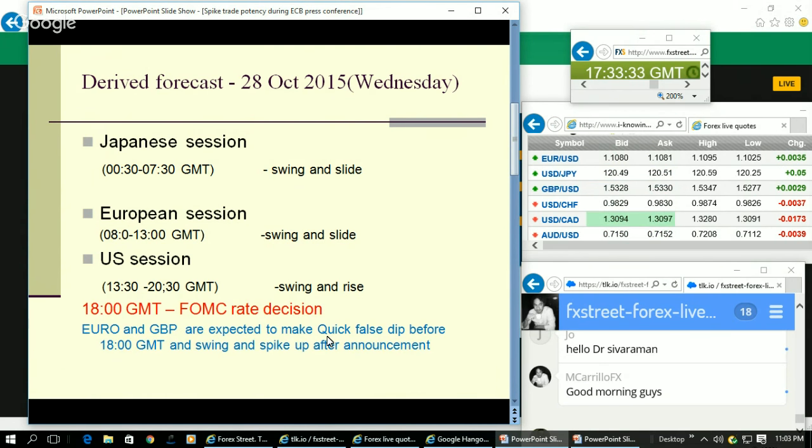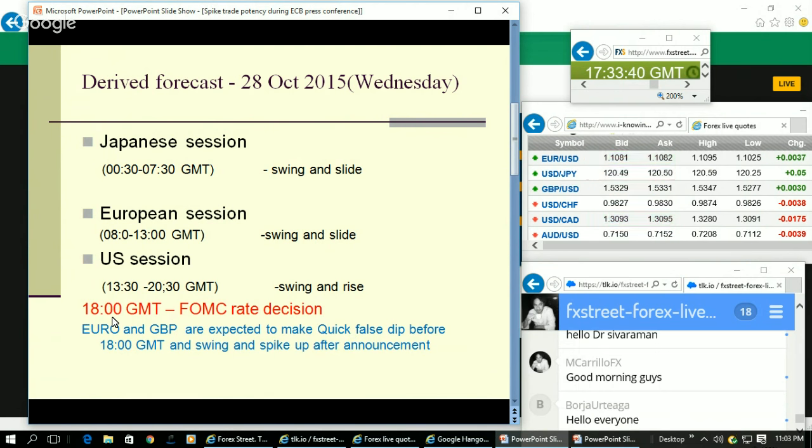They are expected to make a small, quick false dip before the FOMC rate decision time, that is 18 GMT. From 17:55 GMT, they could suddenly make a dip pretending as if there is going to be a drop. You know very well, the players do the false move before the intentional upward spike or the downward spike. So they are expected to make the false dip before 18 GMT. Then afterwards, an upward spike in the case of Euro and GBP is expected.